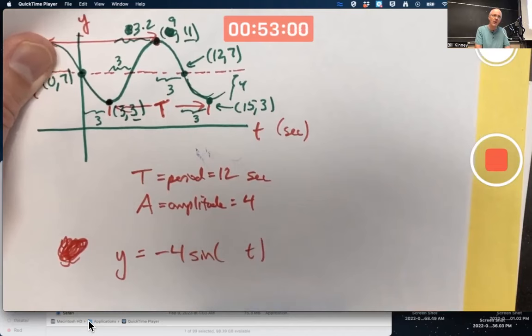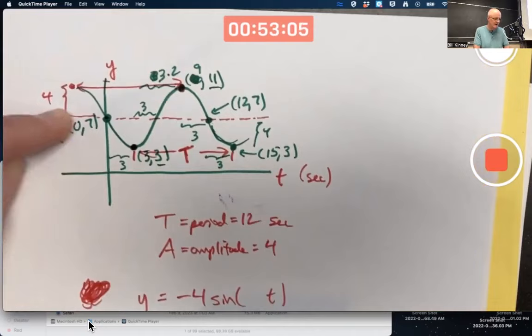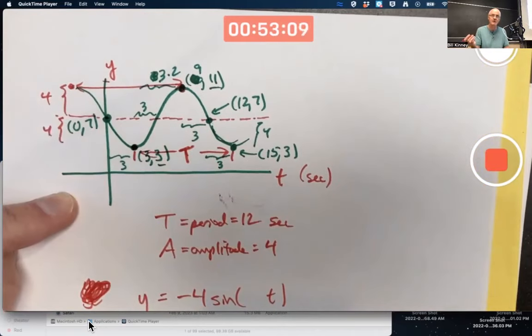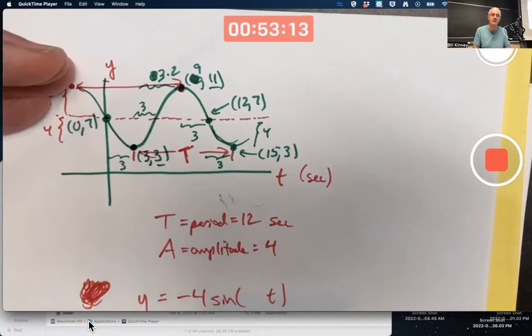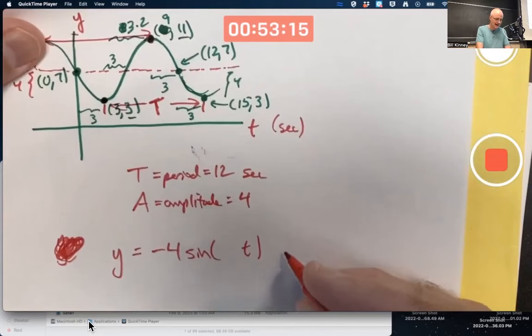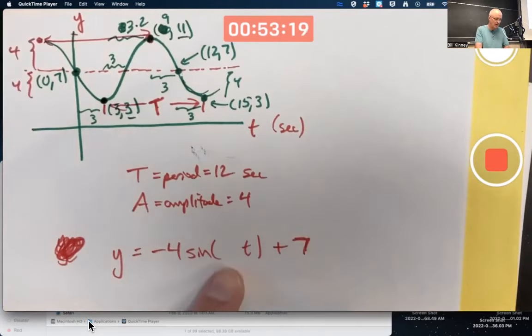And then we also have to take one other thing into account: the fact that this thing is centered at a horizontal line at 7, y equals 7, instead of 0, as the original sine graph was. That corresponds to a vertical translation. I need to add 7 to this. But the question is, what goes there?